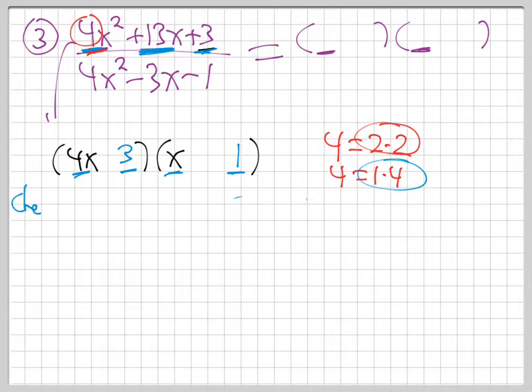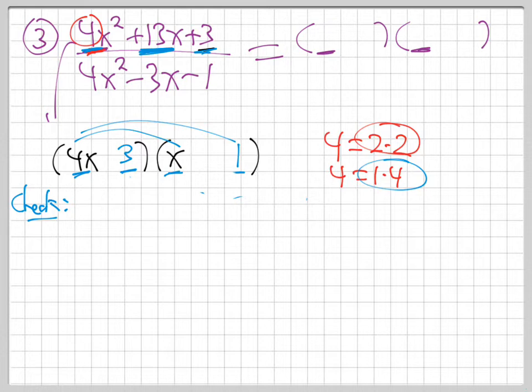Let's check it. Remember, you just got to check it, because the order on the back 2 matters when the front 2 are different. Right now I've got the 3 next to a 4x and the 1 next to a regular x. If I switch them, it's going to change things. So we got to try both orders. I'm purposely doing it as badly as I can to show you the worst case scenario.